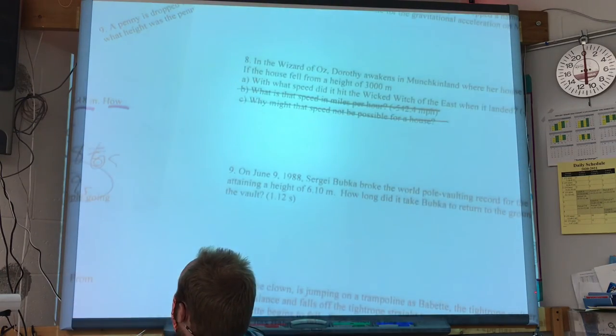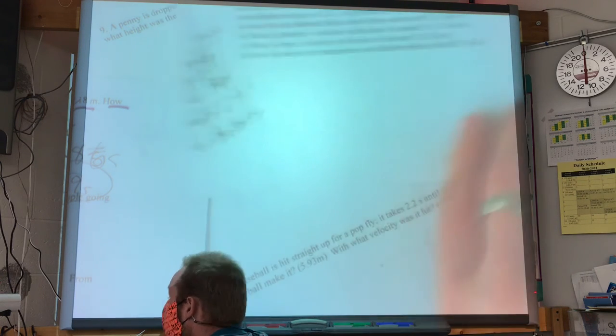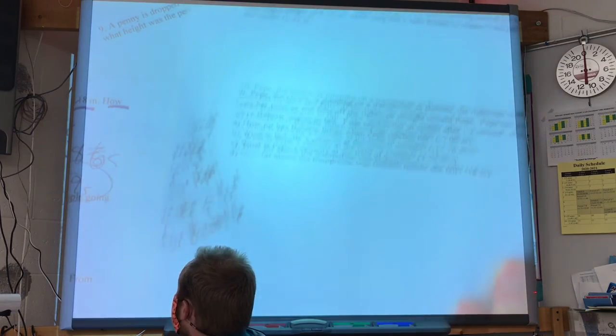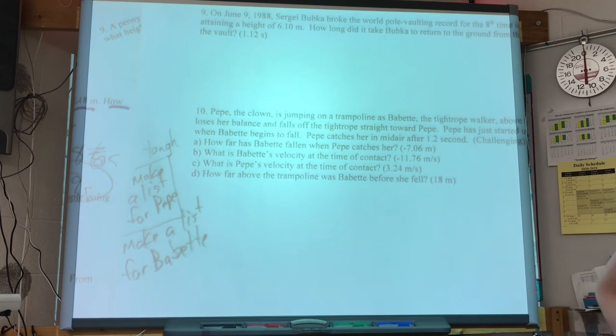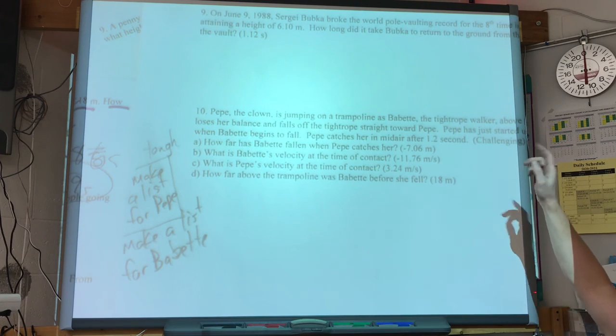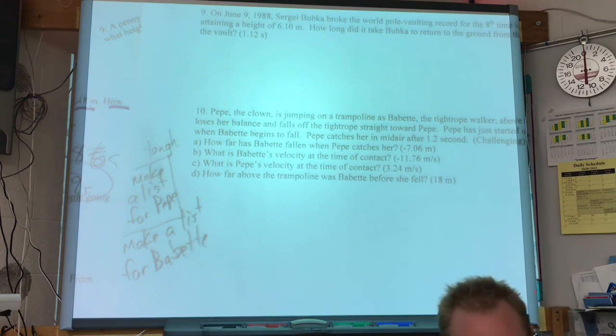On the back, number 8, you can cross off part B and part C. Those are unit conversions, and you're going to tell me why a house can't travel 500 miles per hour. Question number 10 is a tougher one. There's two different people. You have Pepe the Clown and Babette the tightrope walker. One jumps off a trampoline, one falls off the tightrope, they catch each other, or one catches the other. Make a separate list for Pepe, make a separate list for Babette. The only thing that they have in common is the amount of time that they're in the air. Okay, that's a tougher problem.